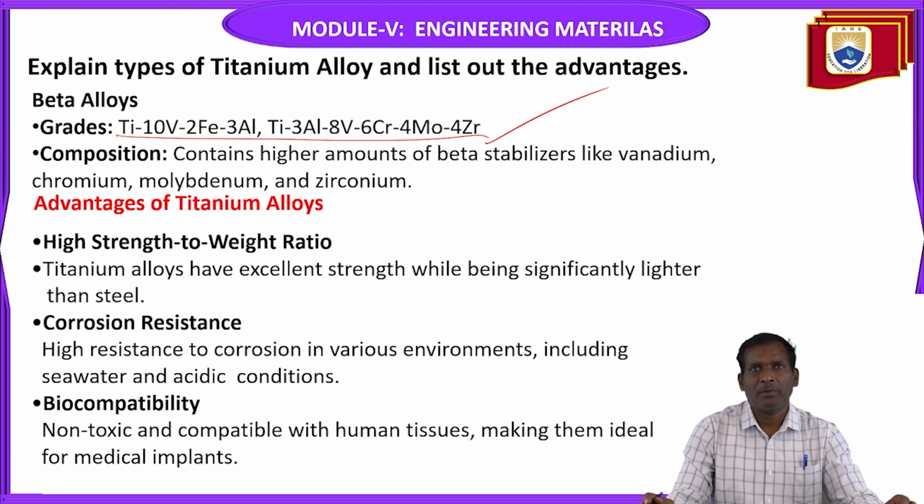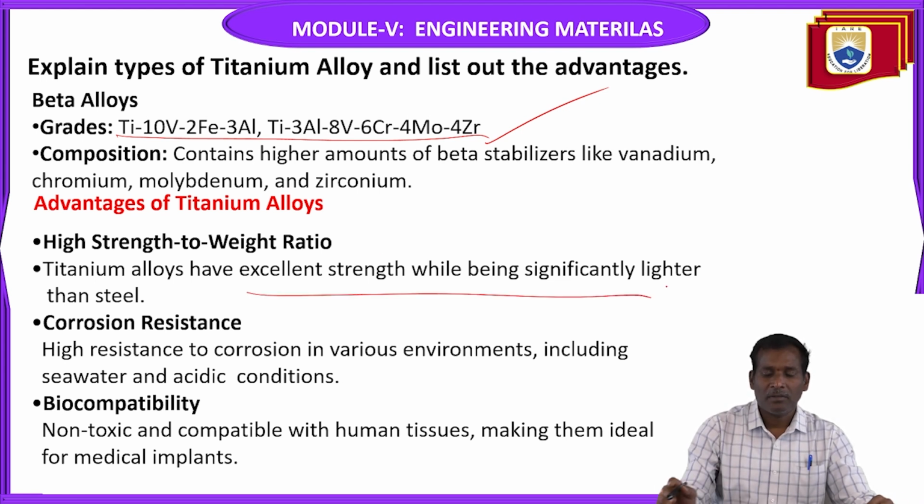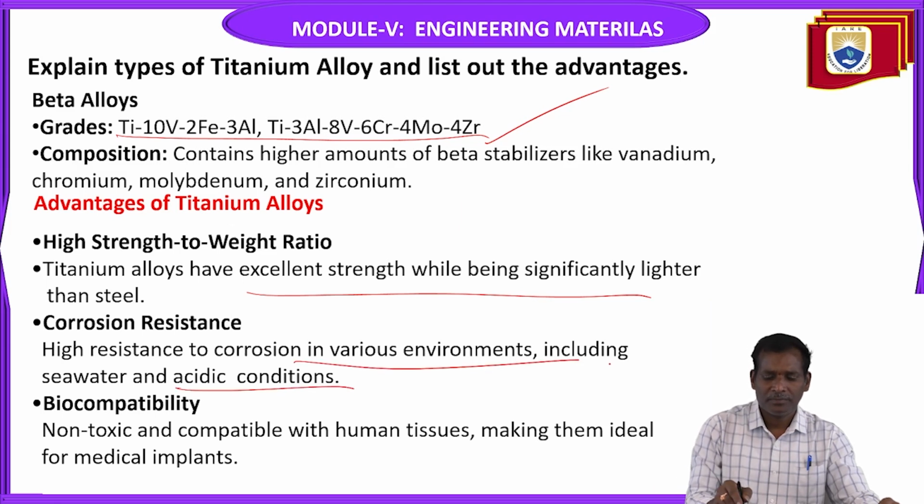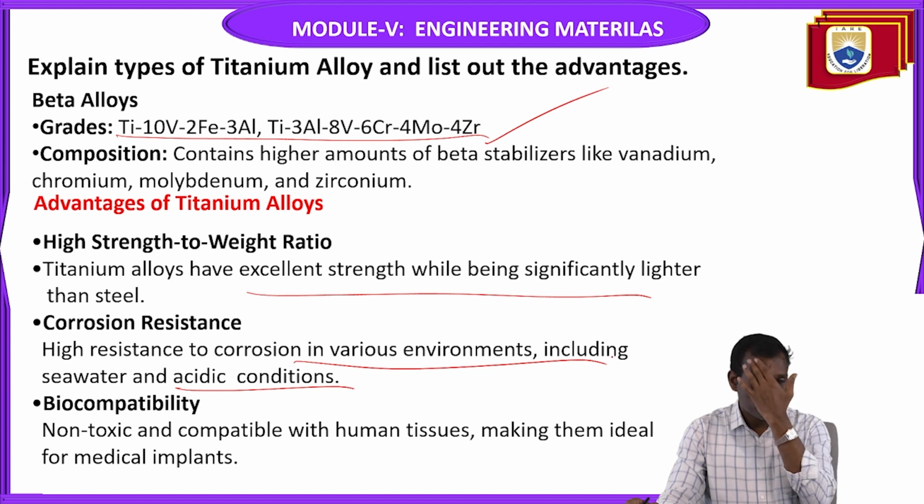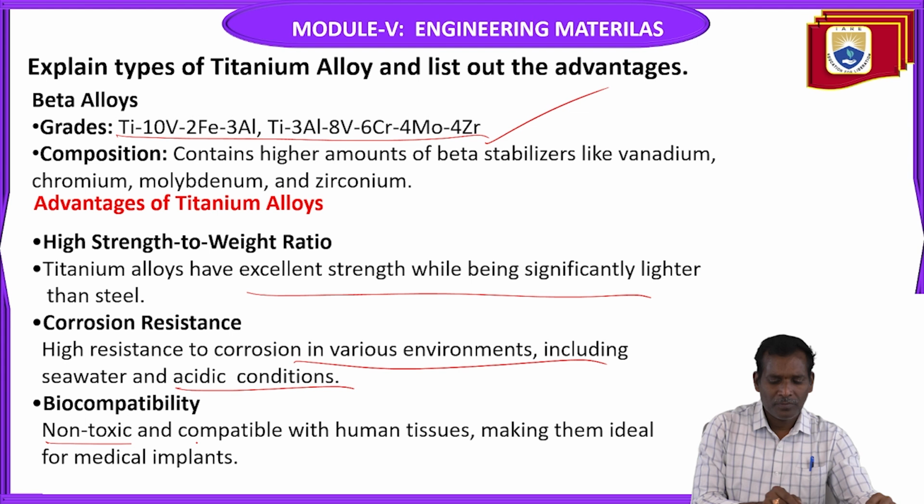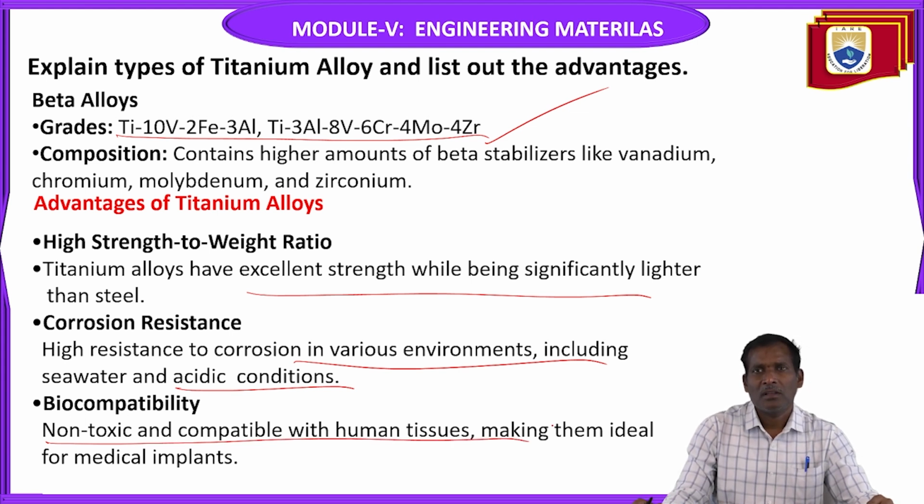So the advantages of titanium alloys are, first, the high strength to weight ratio. Titanium alloys have excellent strength while being significantly lighter than steel. Second, corrosion resistance: high resistance to corrosion in various environments, including sea water and acidic conditions. Then biocompatibility: non-toxic and compatible with human tissues, making them ideal for medical implants.